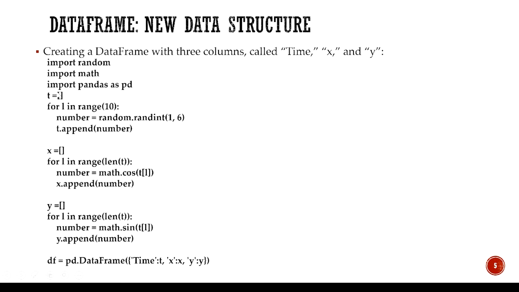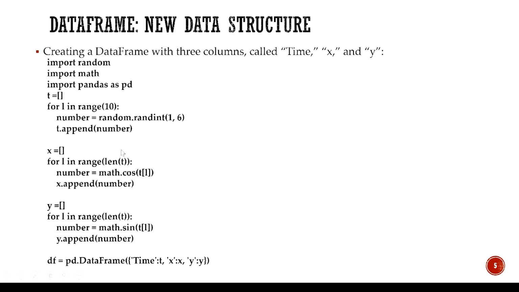For the first one, I define t as an empty list, and then I write a for loop. For l in range 10, so we want to repeat this 10 times. I'm generating a random number between 1 and 6. And then I use the append method to populate that list, t.append(number). So at the end, we will have a list with 10 items, and they are all randomly generated between 1 and 6.